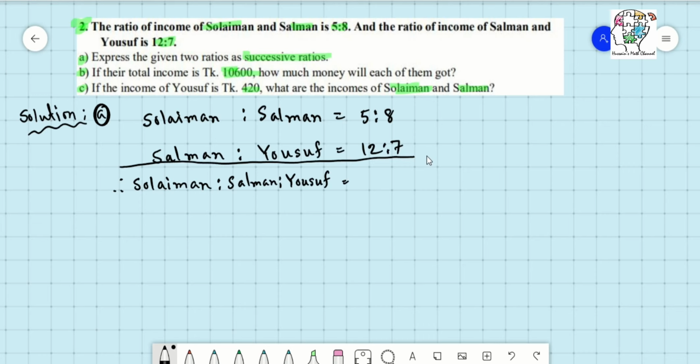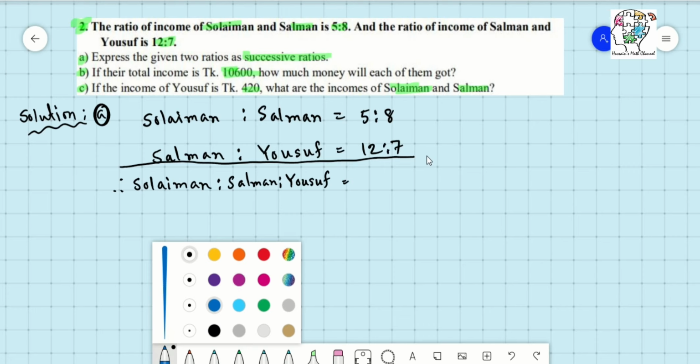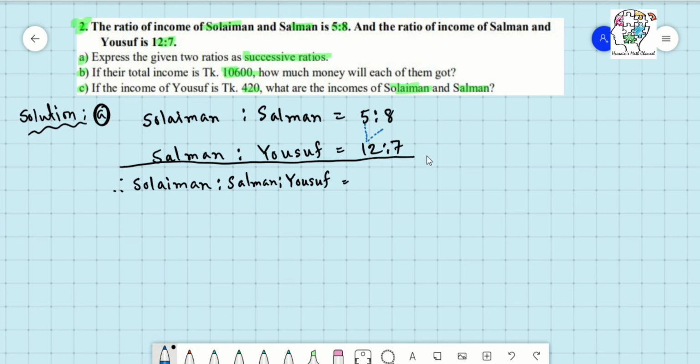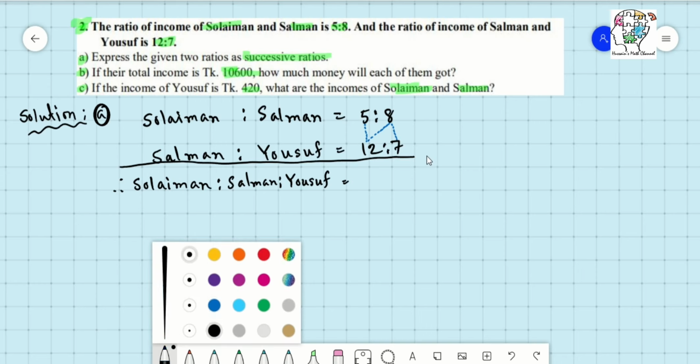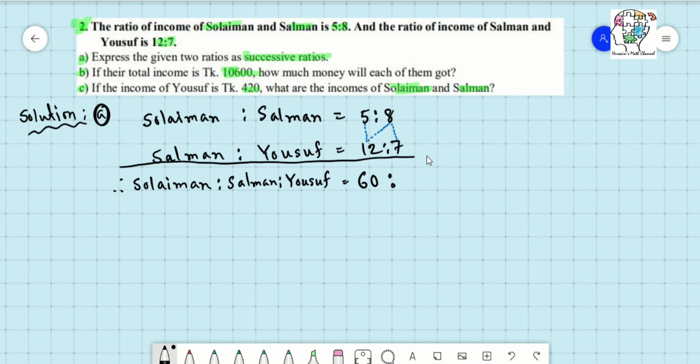There is a special technique to convert this number. If we multiply 5 and 12 first, and then 12 and 8, and then 8 and 7, we will be able to find the successive ratio as quick as possible. So 5 times 12 gives 60, then we multiply 12 and 8, which will be 96, and finally 8 times 7, we will get 56.